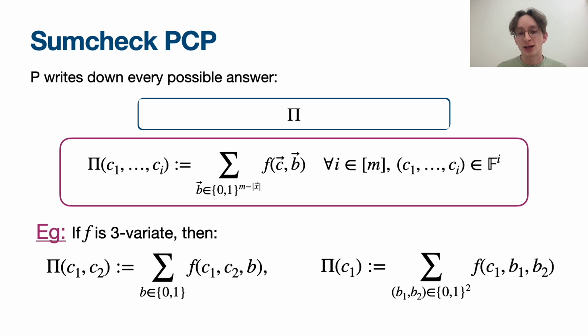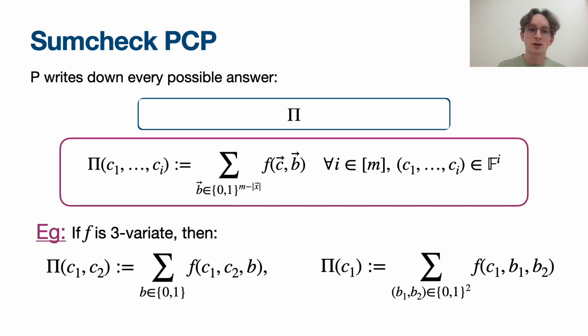Or you could just fix the first entry to be C1, and then sum over the final two entries if you're in a 3 variate case. So the point is, this is enough. Access to this is enough to run the sum check protocol, but this is not zero knowledge. So this is our PCP, and we're going to try and make this PCP zero knowledge.